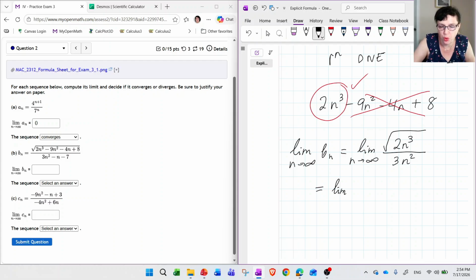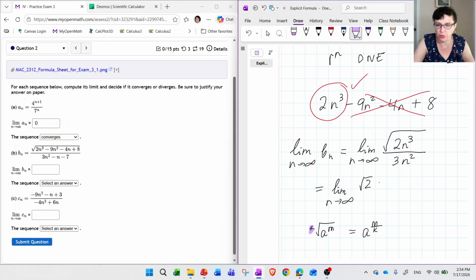Well, I need to know properties of exponents. So first of all, let me split the square root. So this is going to be square root of 2 multiplied by square root of n cubed. But how do we simplify something like this? How do we write it as just one power? When you have something like this, the rule says that you first start with the m that's in there, and then you divide it by the index of the root. What is the index of the root? This number right here. That goes in the denominator.